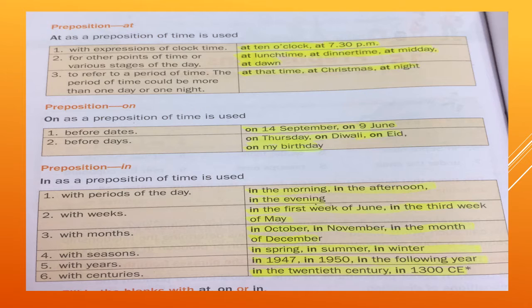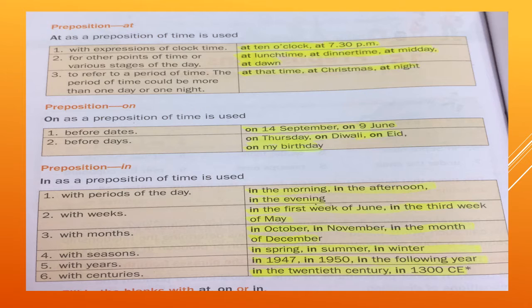Like when we say we have to meet at 10 o'clock, or come at 7:30, then at is used. Like if we want to talk about clock time, for expressions of clock time we always use at 10 o'clock, at 7:30 PM. Like the second one is for other points of time of various stages of the day. Like at lunch time, we will meet at lunch time, or at dinner time, at midday, at dawn. When we want to talk about stages of the day, we use the preposition at there.